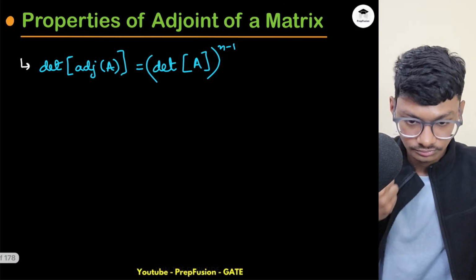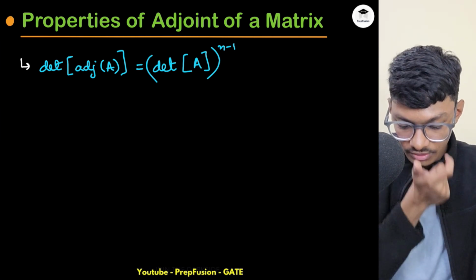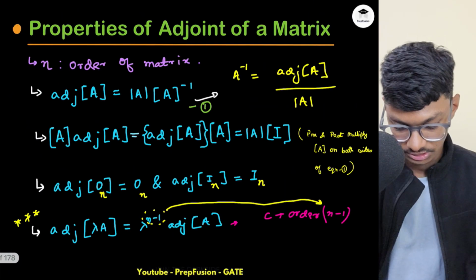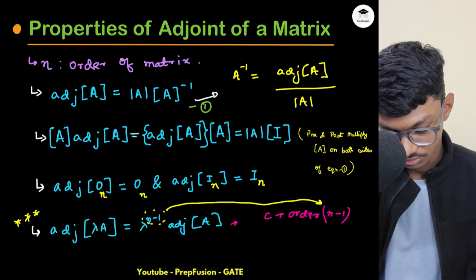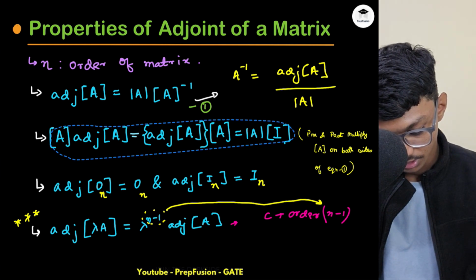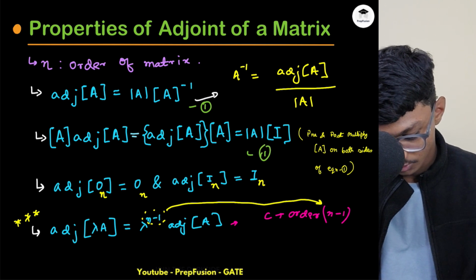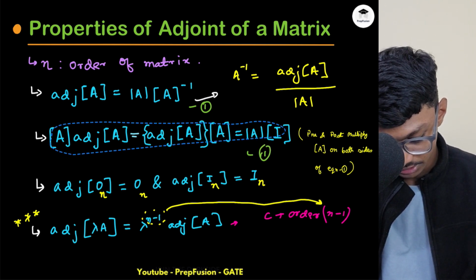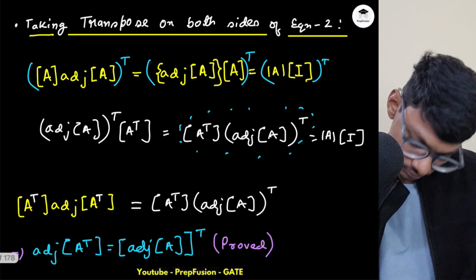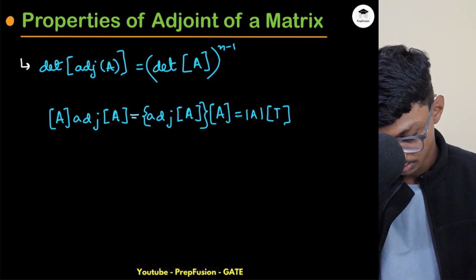Now this is another property, where determinant of adjoint of A will equal determinant of A to the power n minus 1. So how do you get this? Basically, you can get this through this first equation, this is actually the main equation. This is the second equation, so I should write this as the second equation. Here what you do is just take the determinant on both sides. Oh no, not cut, only paste.